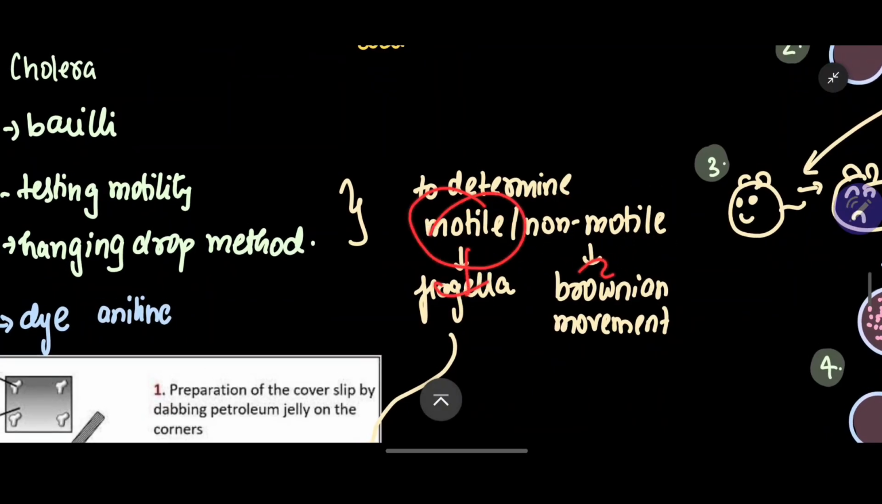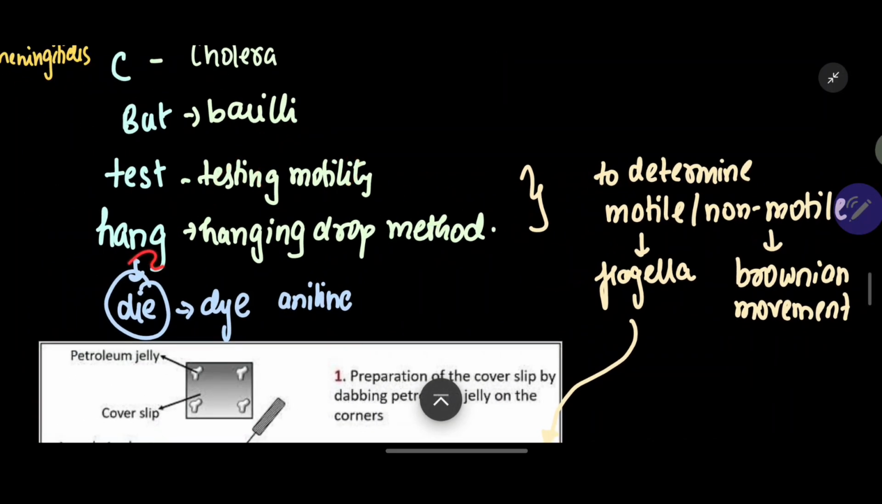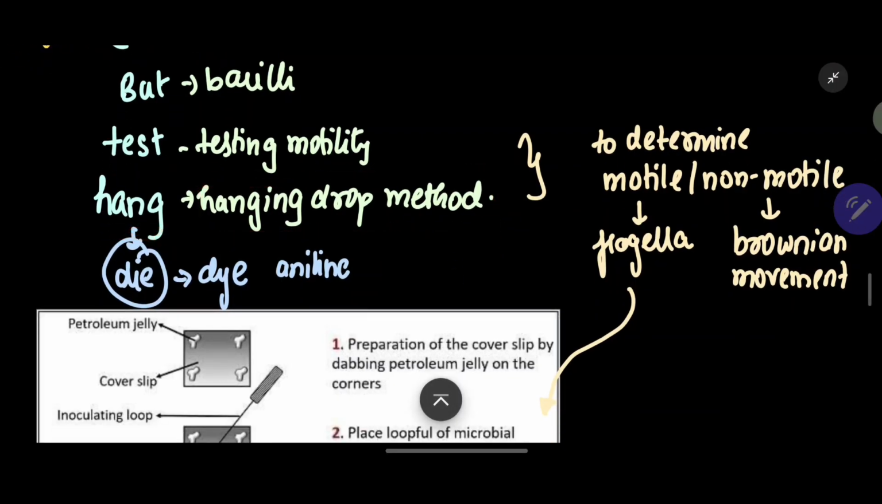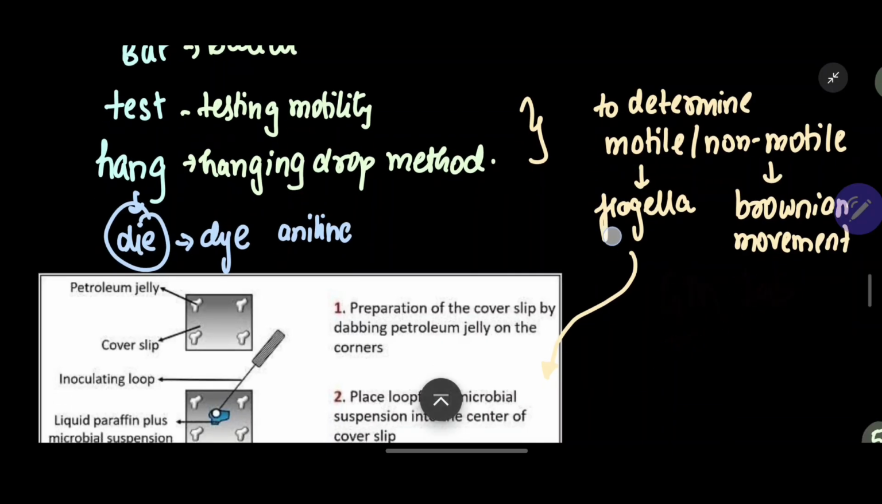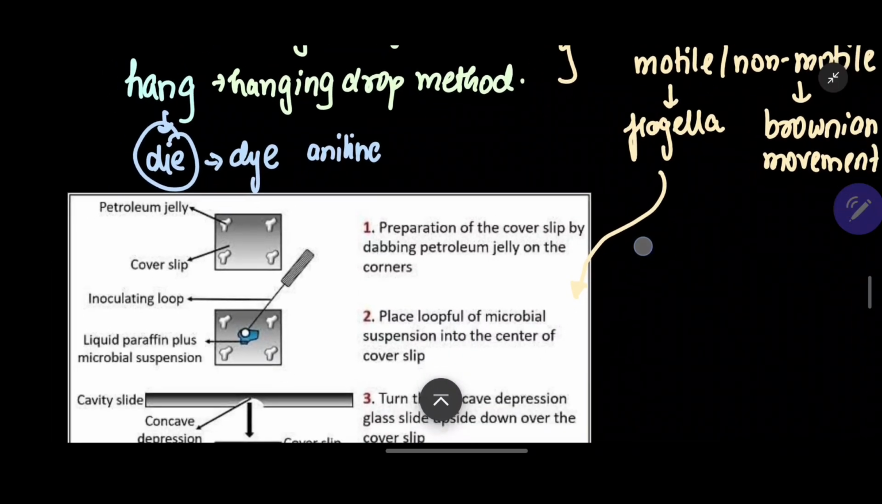Motile means it has flagella. Non-motile means it could have some Brownian movements or it could just be stable. So he was like, how can I test the motility? And then he was like, wait, I can use the hanging drop method. Now, what is the hanging drop method? This is related to general microbiology. We'll read this in lab diagnosis, but I'll just give an overview, not in detail.